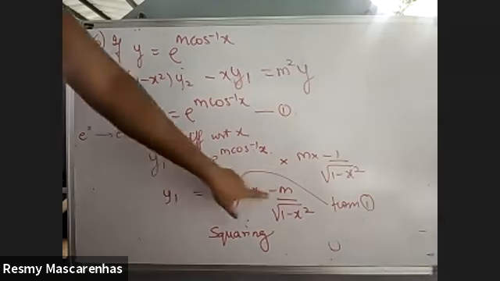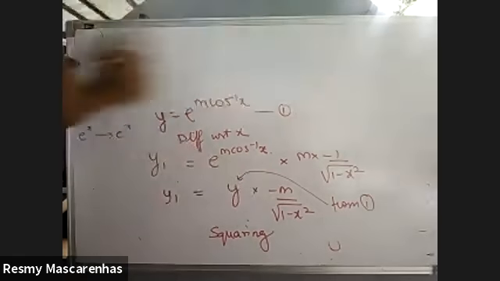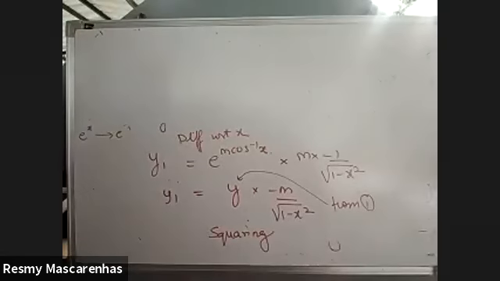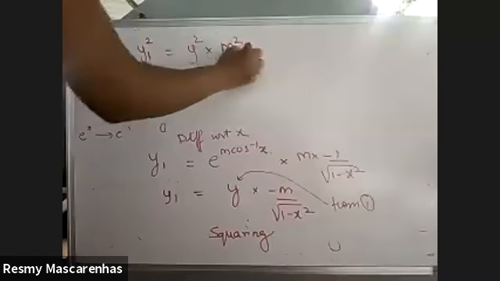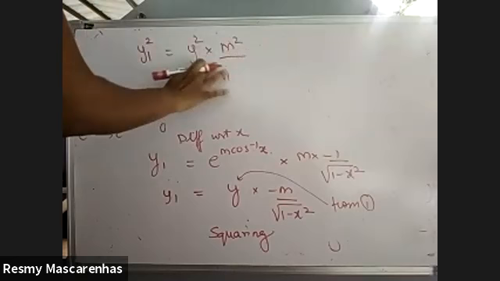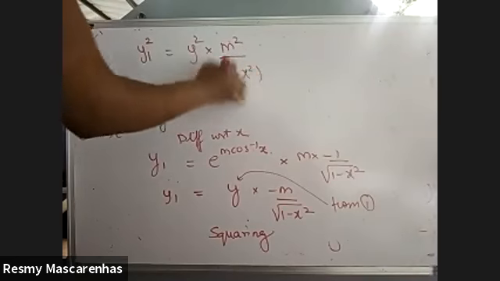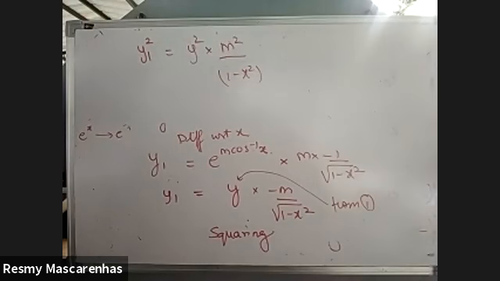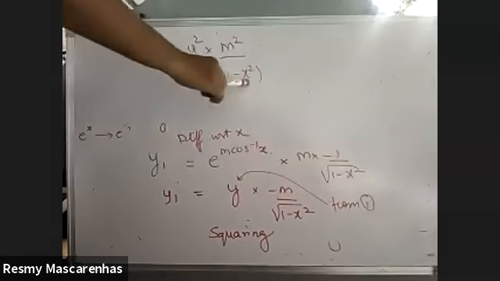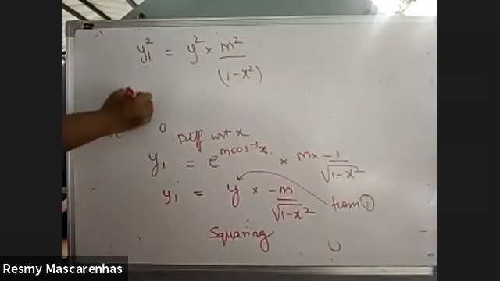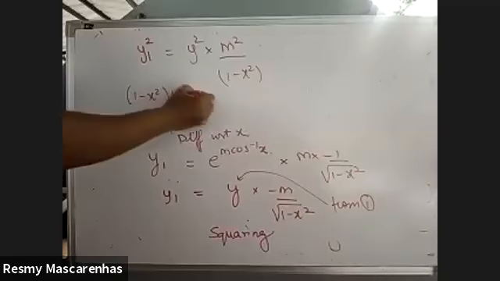So when you square, first of all, minus will go. This will become y1 square. All will get squared now. Y square. Then minus m, the whole square, will become plus m square. Root will go and it just becomes like this. Okay, this is when squaring both sides, all the terms will get squared. And now take this 1 minus x square to this side. So you will get like this.